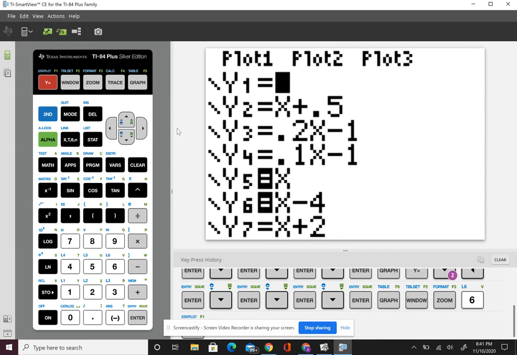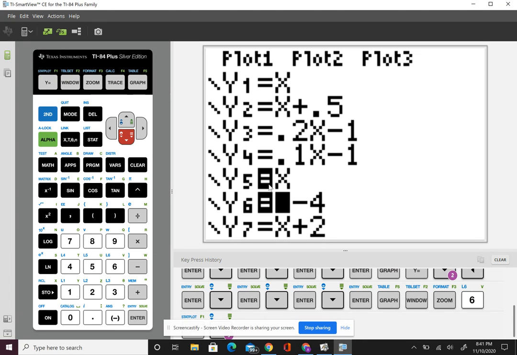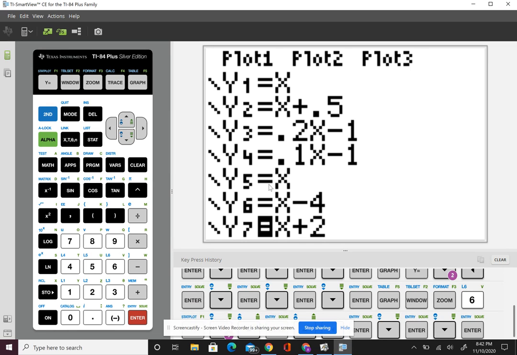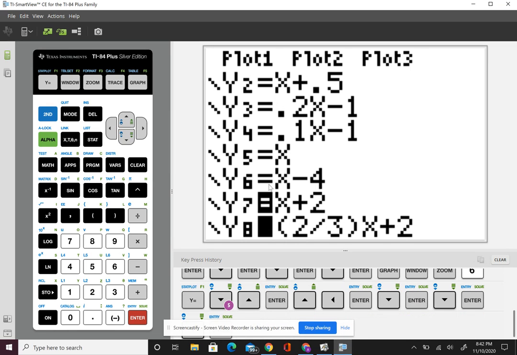So let's look at our last two equations that we're going to look at. Turn these two off. Oops. Turn that one off. Turn that one off. Turn 7 on and turn 8 on. Now let's look at these equations to start out with, see what we're going to see. So they both have the same y-intercept of plus 2.